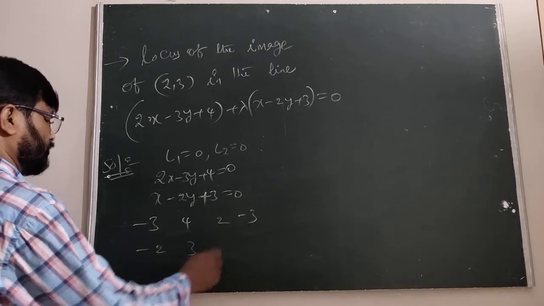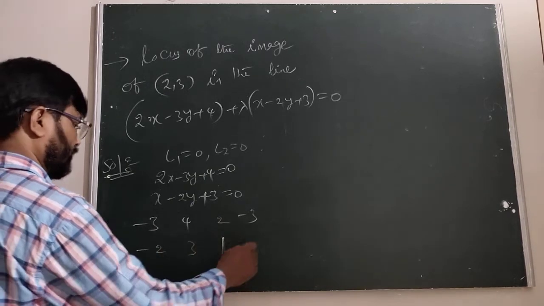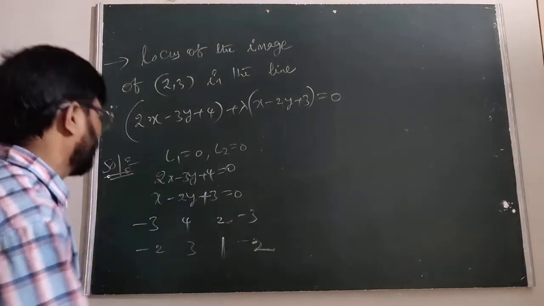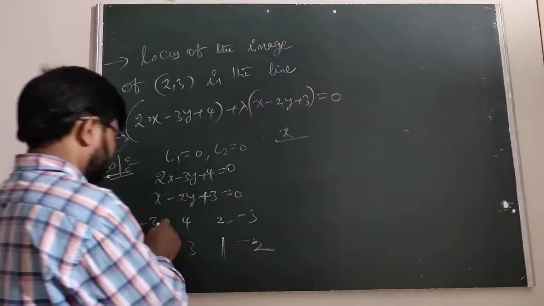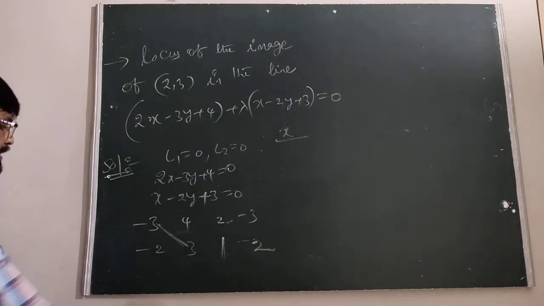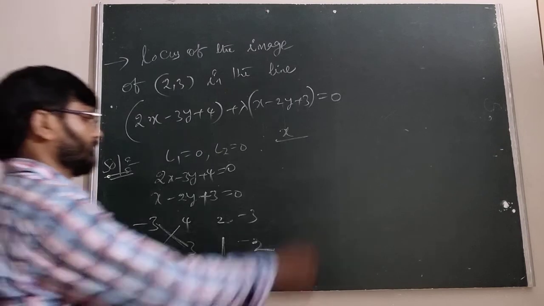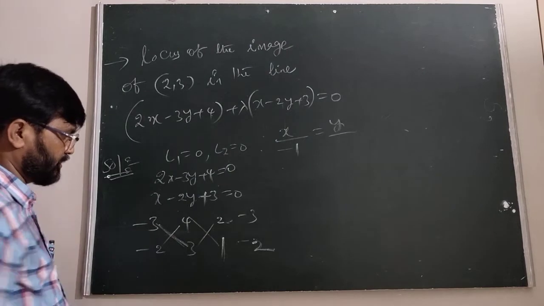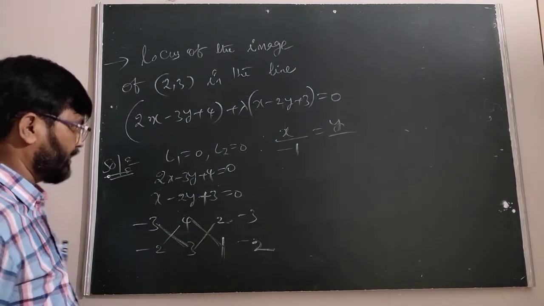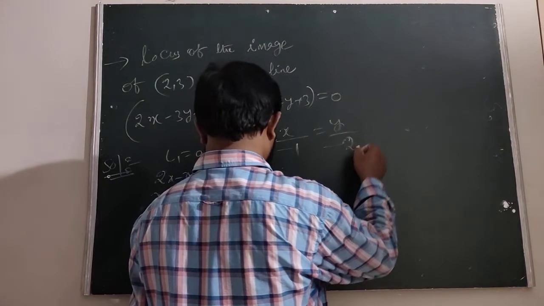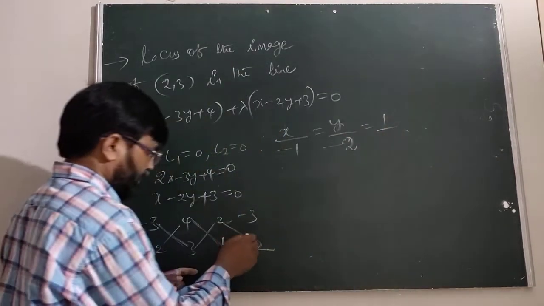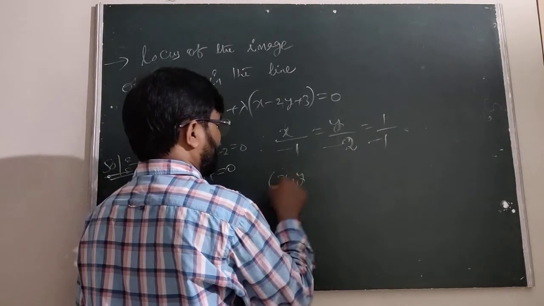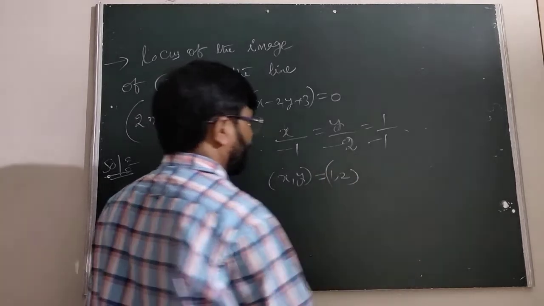Using the cross multiplication method, how to write x and y? We can write x/(-9 + 8) = -1. Now y is 4 - 6 = -2. Now we can write 1/(-4 + 3) = -1. Therefore, the point of intersection is (1, 2).